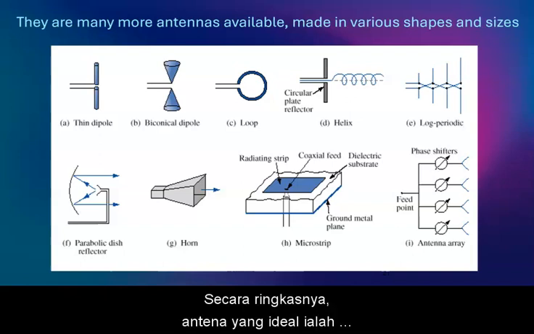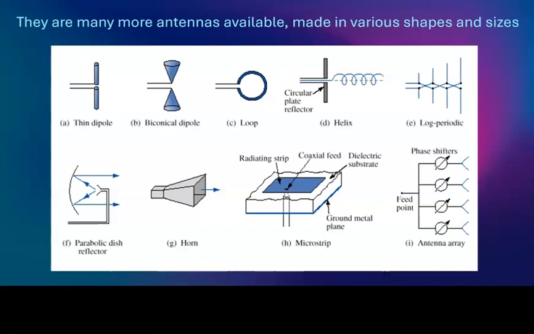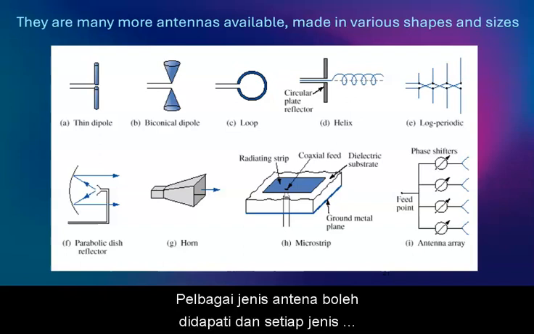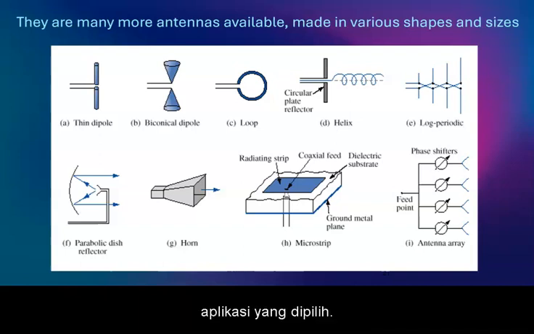In summary, an ideal antenna is one that will radiate all the power delivered to it from the transmitter in a desired direction. Various types of antennas are available, and each type can take different forms in order to achieve the desired radiation characteristics.